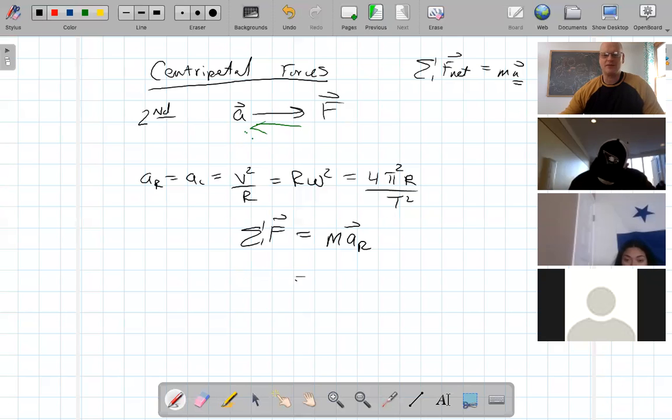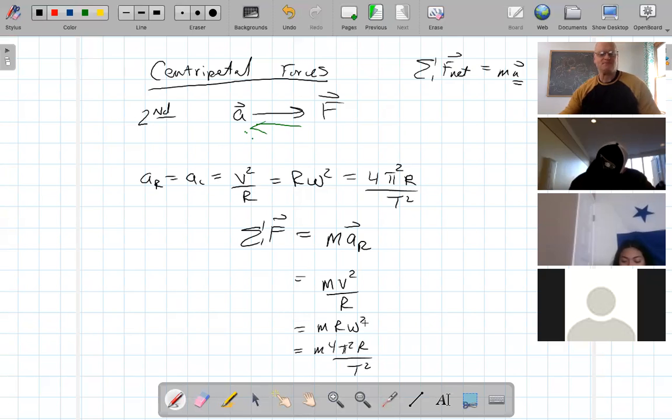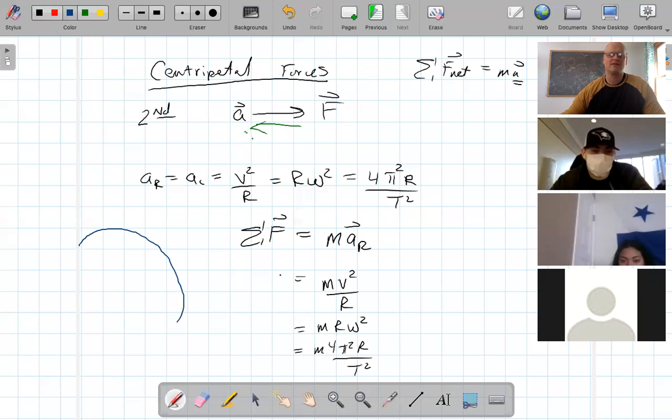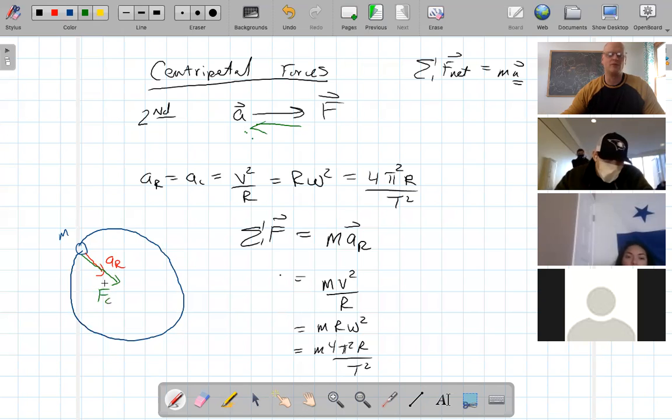If I wrote this out, this would be equal to the mass times the velocity squared divided by the radius, or the mass times the radius times the angular velocity squared, or the mass times 4 pi squared times the radius divided by the period squared. All this says is that anytime something moves in a circle, there has to be a force pulling it towards the center of the circle. So if this is my circle, my object is here, has a mass m, my radial acceleration is towards the center, there has to be a force pulling it towards the center. This is what we call the centripetal force.